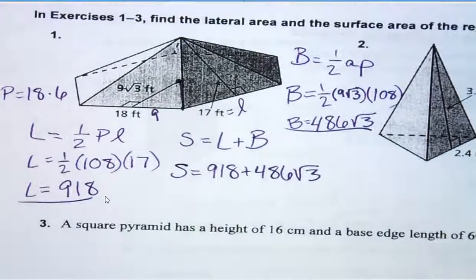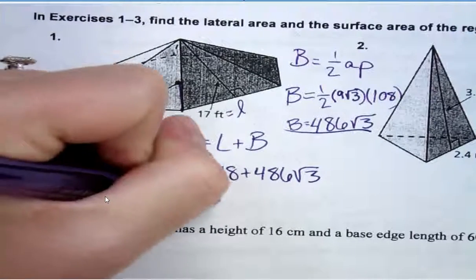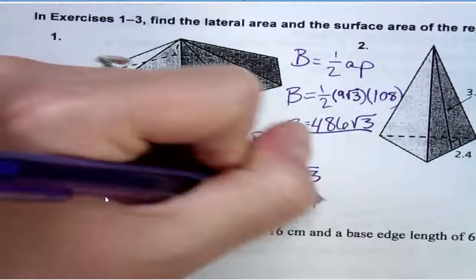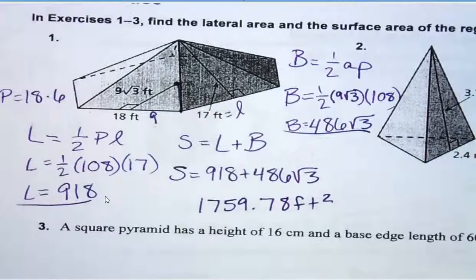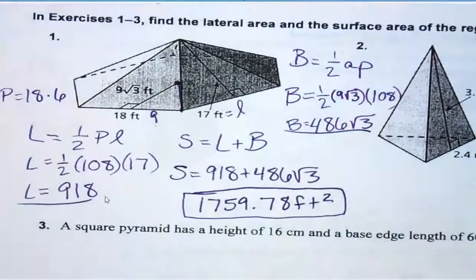So we have to figure out what this is to the nearest hundredth. So all we have to do is put that in the calculator, and we get 1759.78, I think. Well, that's what I've written down. Alright, I know that's the answer. Alright, do we get the idea here? I hope.